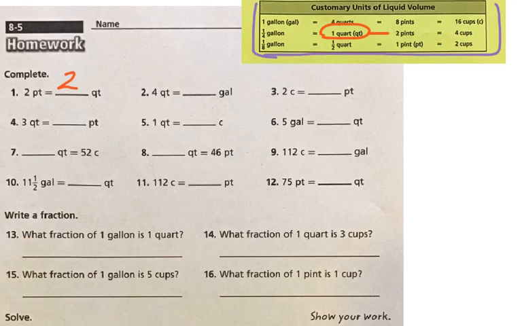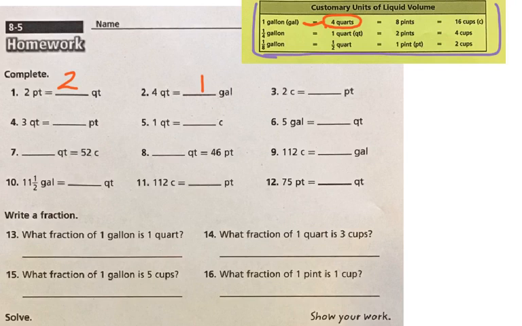When we look at number 2, it says 4 quarts, okay? 4 quarts is equal to how many gallons? So we're going to go up to our chart again, and we're going to find 4 quarts on our chart. We have 4 quarts, and I'm going to go from quarts to gallons.